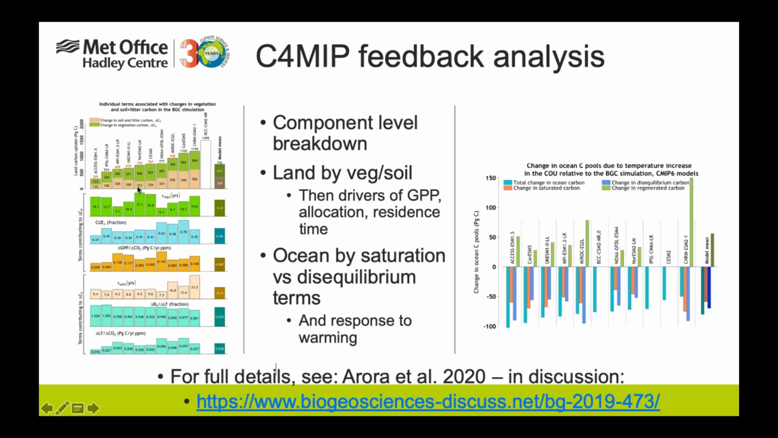So we've got figures on the land, breaking the response down into the vegetation and soil components, and then different bars here for the GPP response, the allocation, the residence time. And over here on the right we've got a breakdown of the ocean response into the response to the saturated carbon and the disequilibrium terms, and their response to warming. So there's a huge amount of information, and we're only really beginning to scratch the surface. So hopefully this will lead to a lot more analysis going forward.